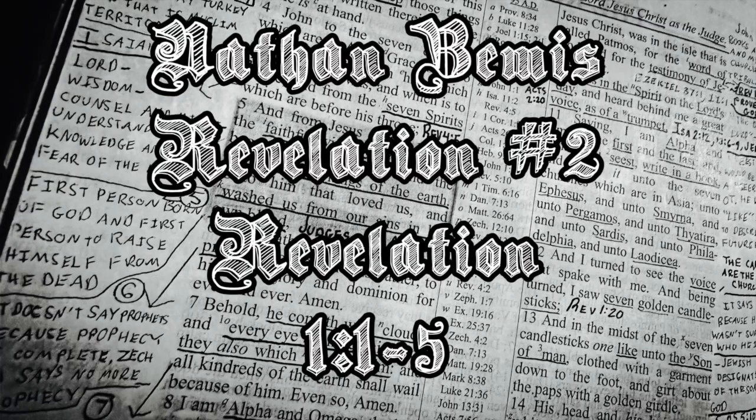You have the account of the seals, 1 through 7, and that is all its own, sitting there by itself. Then you have the seven trumpets, 1 through 7. They sit there. And then the account of the Antichrist, and then you have the account of the last seven vials. Four separate accounts. And that's from chapter 4 through chapter 19.